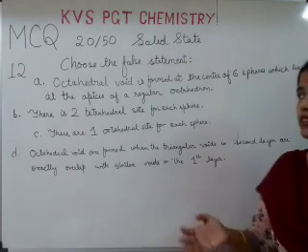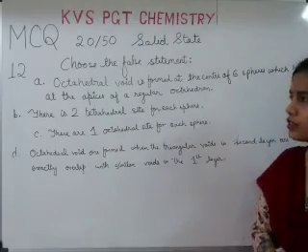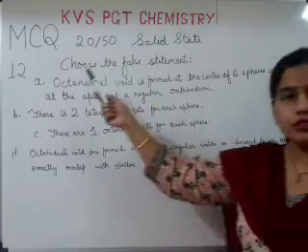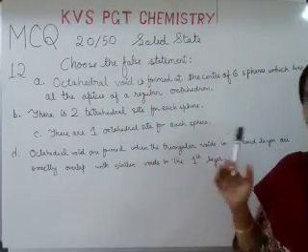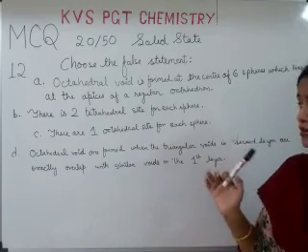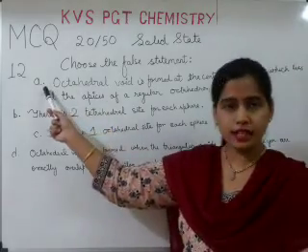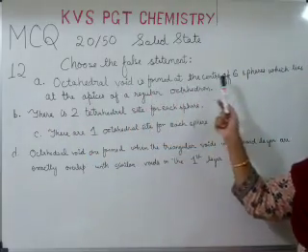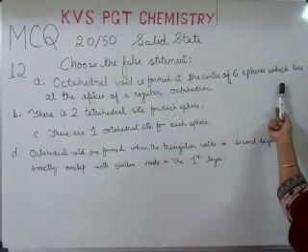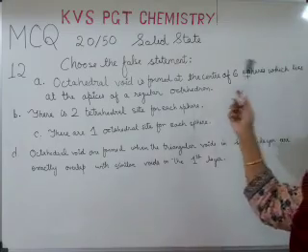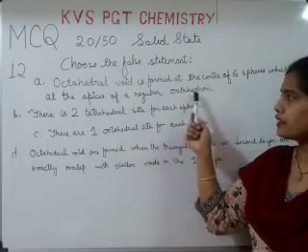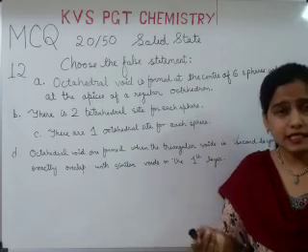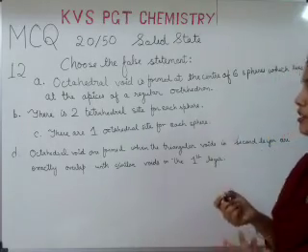Now dear children, see the next question. Question number 12. Here you have to choose the false statement. So let us read the statements one by one. What is given in the first statement? Option A. Octahedral void is formed at the center of 6 spheres which lie at the apices of a regular octahedron. Is that statement correct or false?